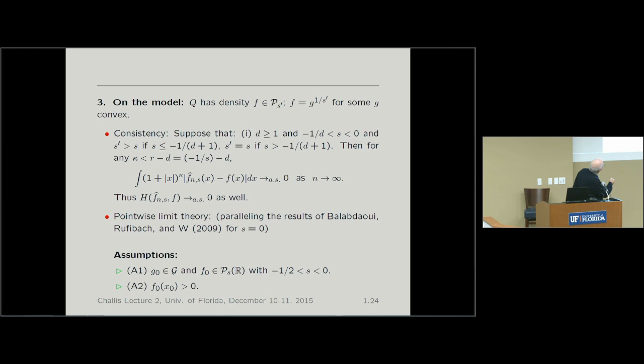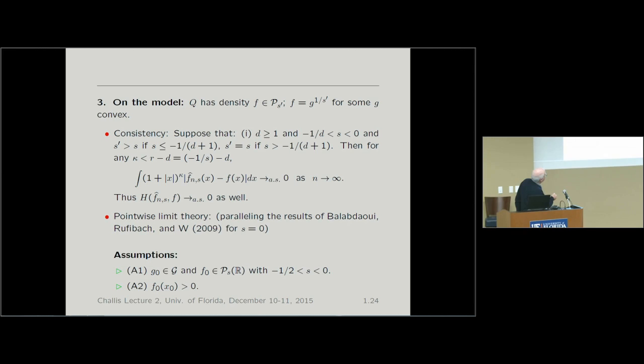Well, if S is smaller than minus 1 over D plus 1, and S prime is equal to F, S if S is bigger than that, then for any kappa smaller than that gap, we can still have this Renyi divergence guy, weighted L1 convergence to the truth. So here I'm saying I'm on the model, but I've extended the range over which I'm getting consistency, at least on the model, and it's weighted L1.